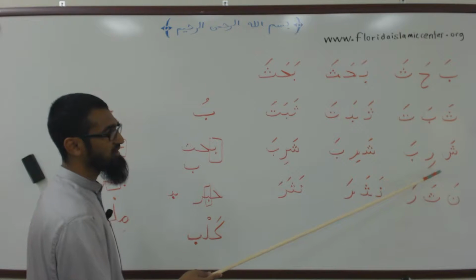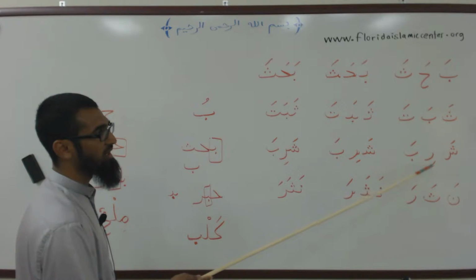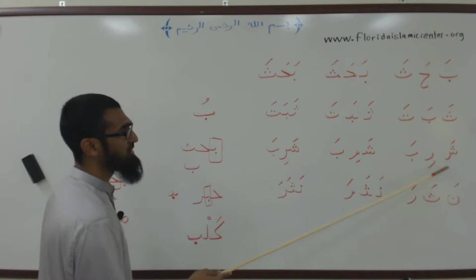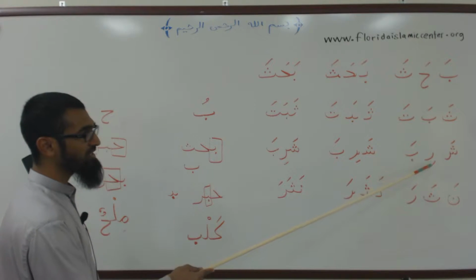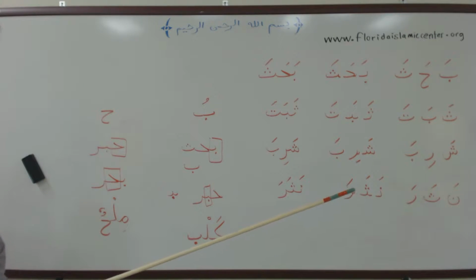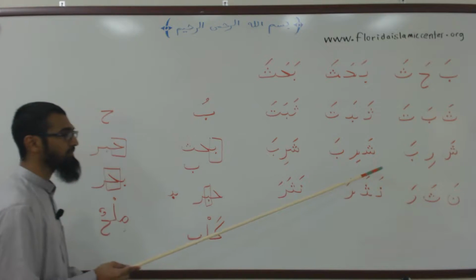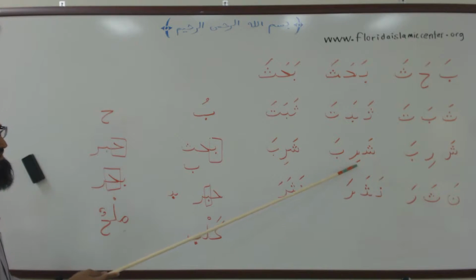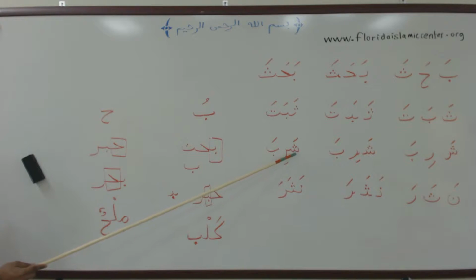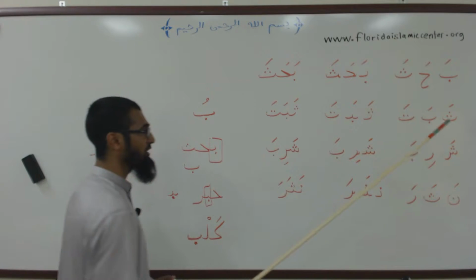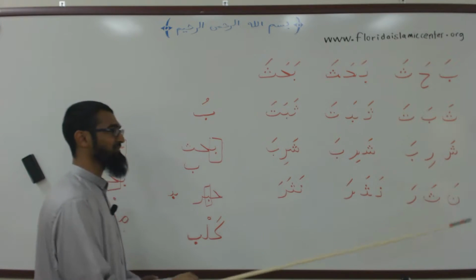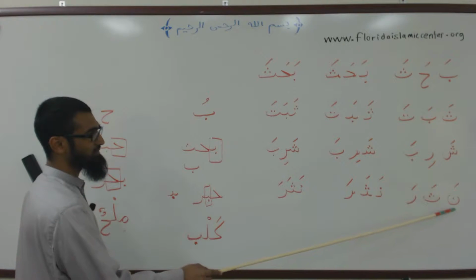Sha, ri, ba. Remember, kasra gives what sound? Ri. E sound, right? Sha, ri, ba. Again. Shariba. Shariba means to drink, right? To drink. Okay, what about this one?